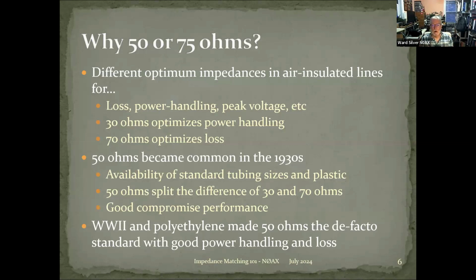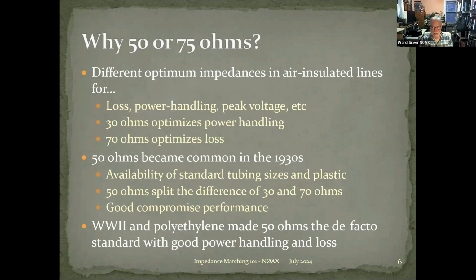But 50 ohms became common in the 1930s. Why? Well, it was a line that you could make easily from standard tubing sizes. And you didn't want to have special tubing. It was expensive. It was just as easy to use the standard copper pipe. And what came along was plastic, nylon, followed by polyethylene. And that invention, they made good insulators.